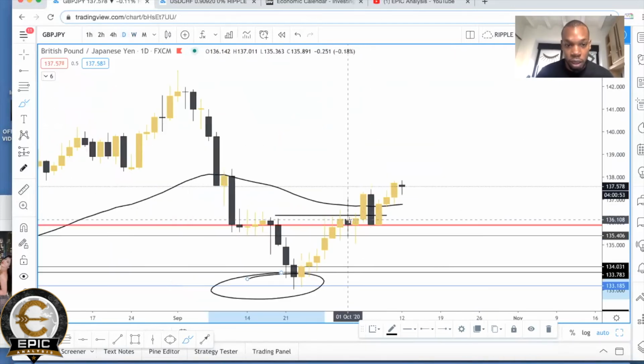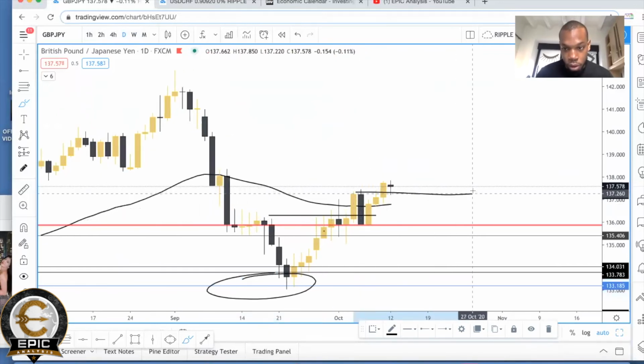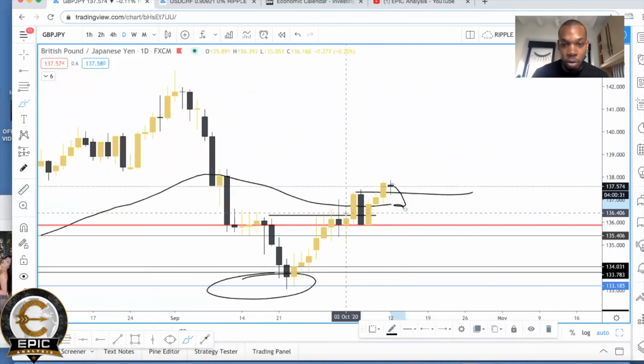So looking at it on a daily, you can see that that level right here also got broken. So for me, it looks like this may give a slight pullback, possibly back down towards like 137. And from there, I would like to see how the market reacts, because right here the candlesticks are real close together and there isn't any real flow to the actual price action.